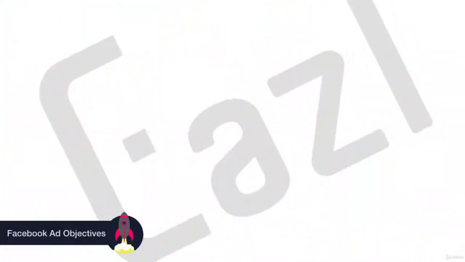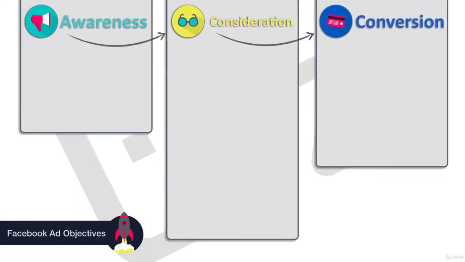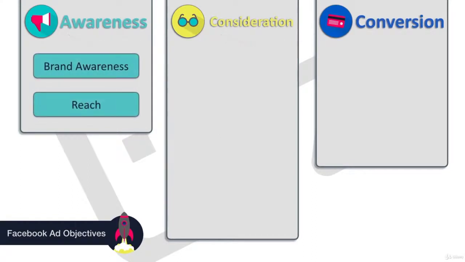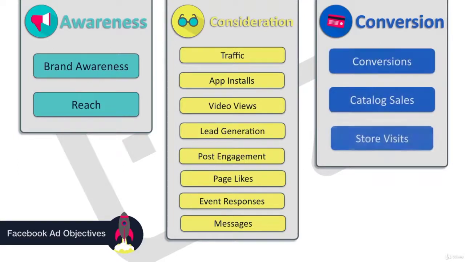Facebook sees ads as a three-part funnel: awareness, then consideration, then conversions. And each of their objectives is centered around one of these three steps. To build awareness, you can launch brand awareness and reach campaigns. To get consideration, you can launch traffic, app installs, video views, lead generation, post engagement, page likes, event responses, and messenger campaigns. To convert customers, you can launch conversions, catalog sales, and store visits campaigns.